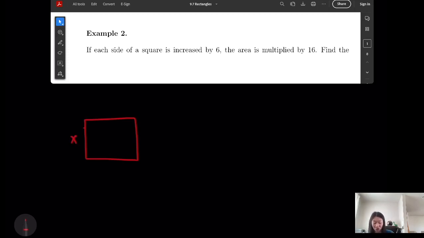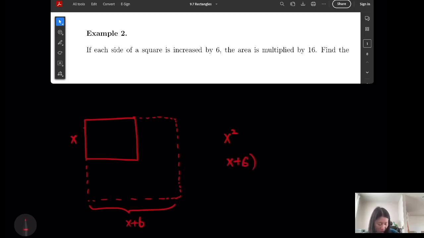So that means the original area of this square is equal to x squared. That's the original one. And now you increase by a certain dimension on both sides, so you will get a new square. So we don't know how much they increase. Let's say they increase by 6. So that means the dashed line, the side, is x plus 6. So the area is going to be x plus 6 squared. That would be the area of the new big square.